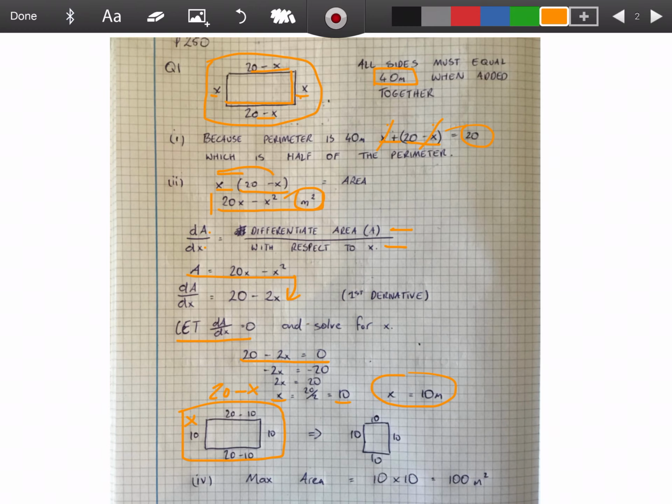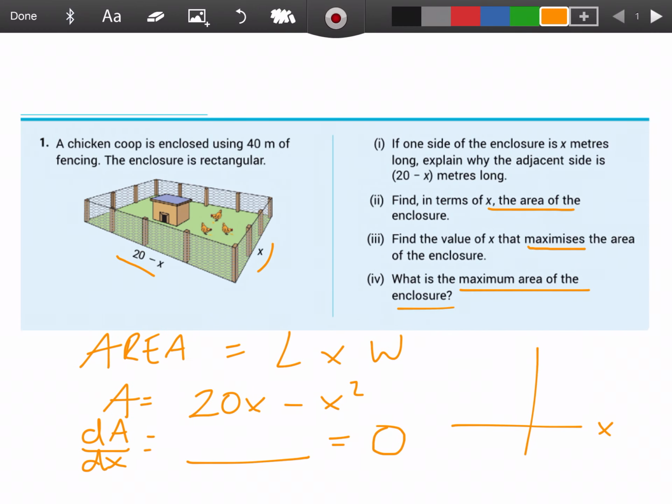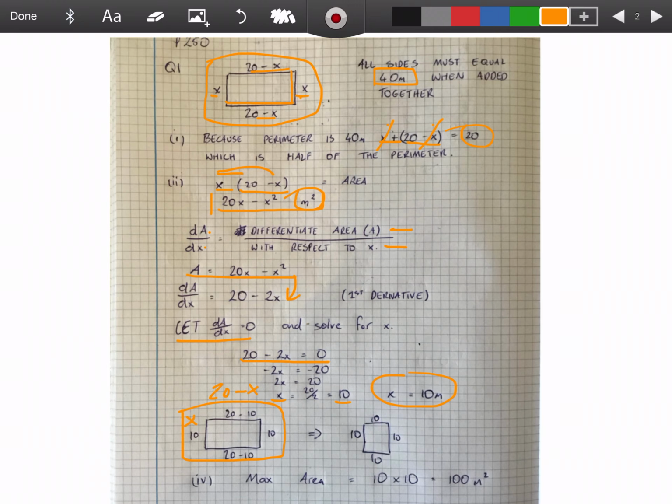So the last bit is part 4, and it says what's the maximum area of the enclosure. I now know what my x value is. So I know that this side is 10 meters long, and I know that this side is 10 meters long because it's 20 minus 10. All I've got to do to figure out the area is multiply those together. 10 by 10, 100 meters squared. Don't forget your unit. And that's it. So you can see what we had to do.